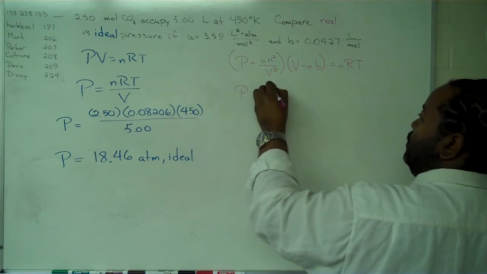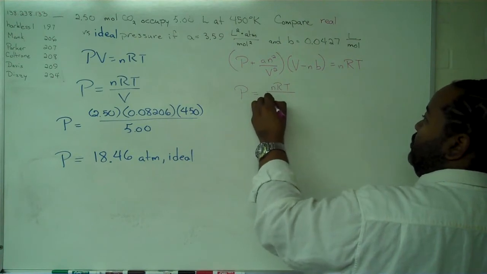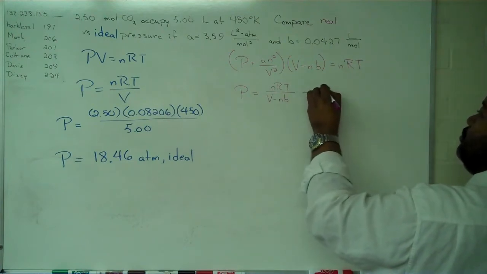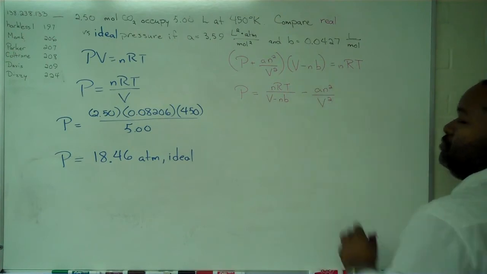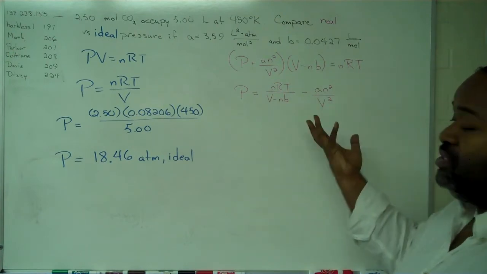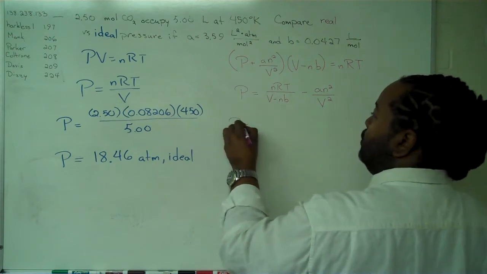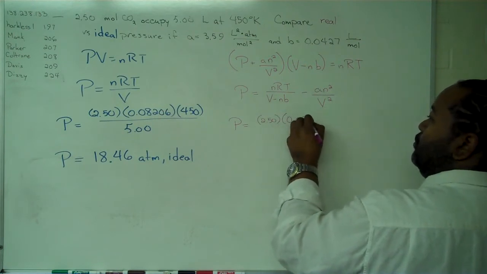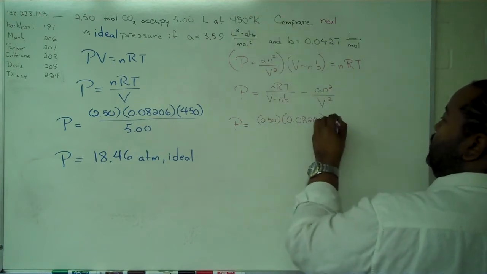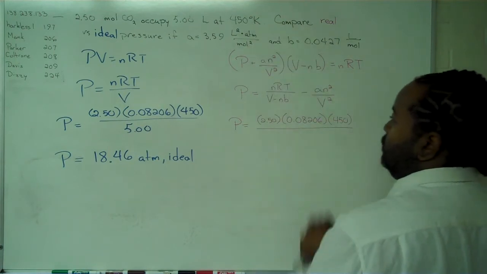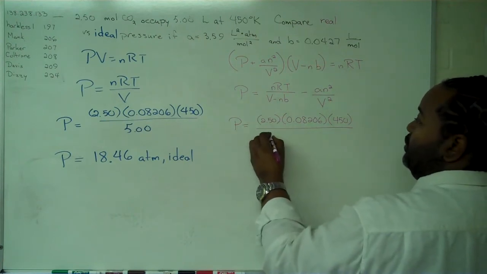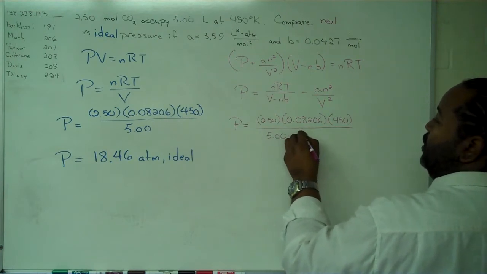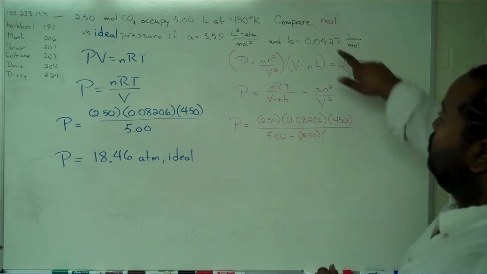So solving this requires a bit of straightforward algebra. Our pressure term is going to be equal to nRT divided by the volume term, V minus nb, and we will subtract off our interaction term. So now we can sub in all of our values here. We have our number of moles, our gas constant, and our temperature. This will all be divided by the volume, which in this case is our 5 liters, minus the product of the number of moles and our van der Waals B.